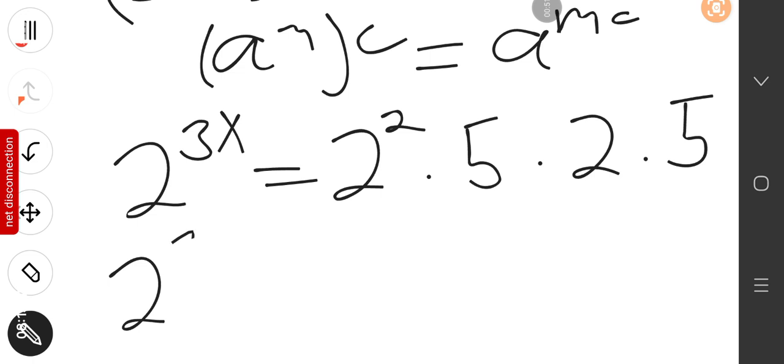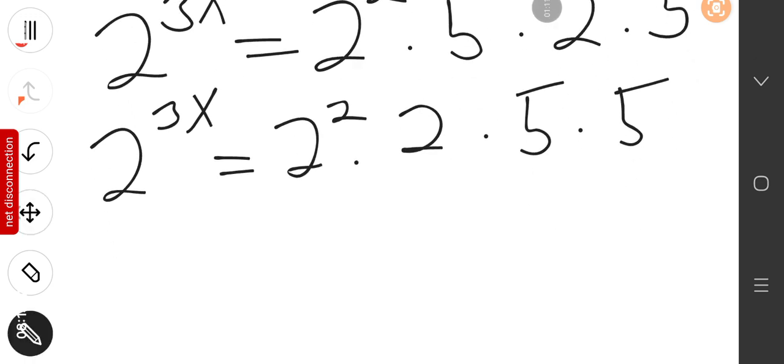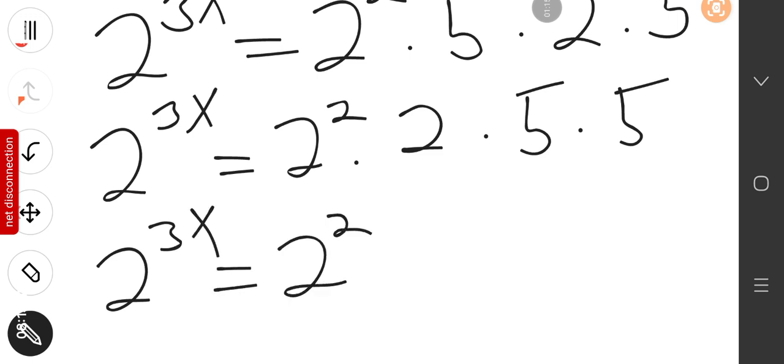Now what we are going to do next is group the even numbers and the primes. I think they are all prime numbers, so we are going to group them at one side. We group the 2's as one side, and we group the 5 as well. So our equation becomes 2^(3x) equals 2^2 times, now 2 is the same as 2^1, and 5 is the same as 5^1.